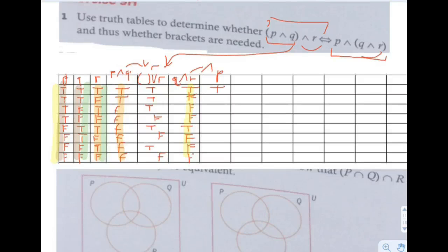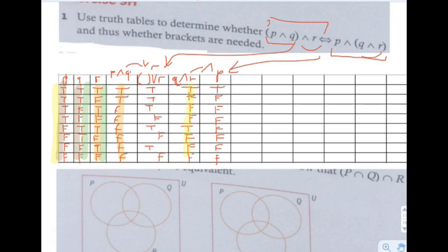And there, no. And that's it. That's the only double true. Everything else is false. False, false, false, false, false, false, false. So this is the right side.